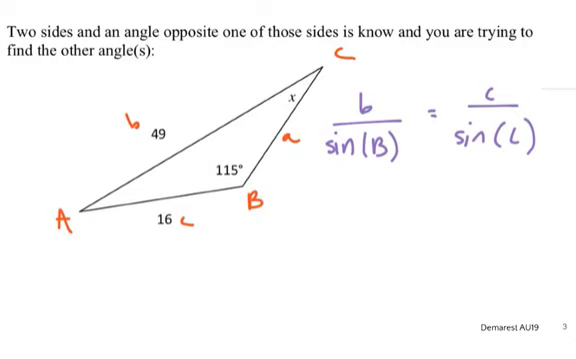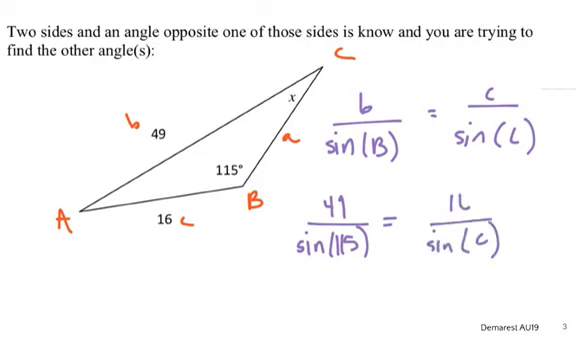So the way this would work for this equation would be 49 over sine of 115 equals, which we actually have that, 16 over sine of C. Now notice, the only thing we're missing here is angle C. We have an equation with one unknown, and that's the way we want it to be able to actually solve for this. So this is all good.